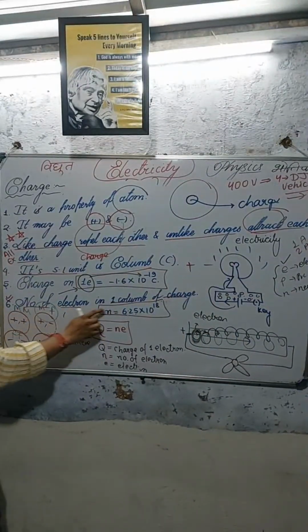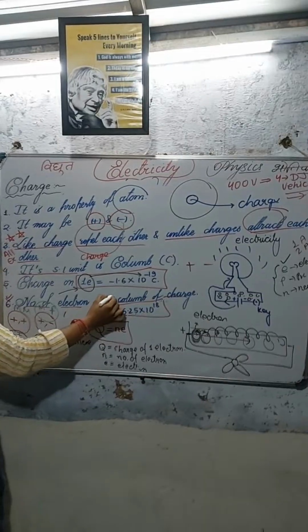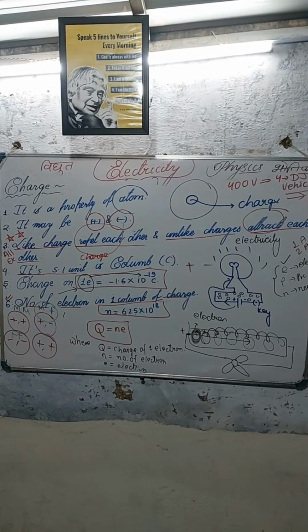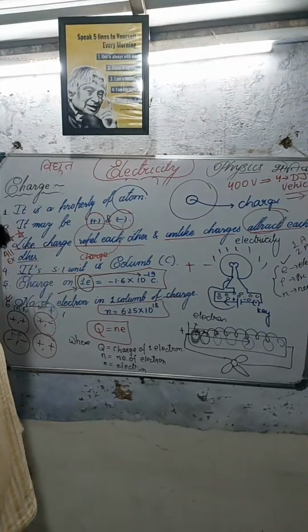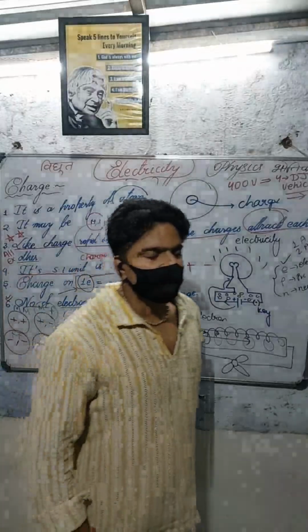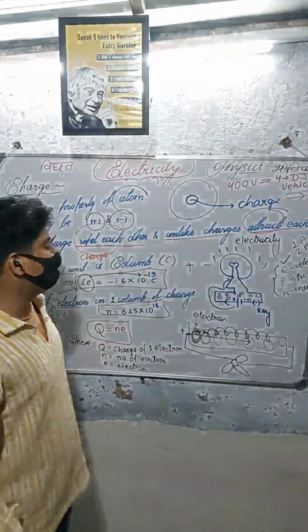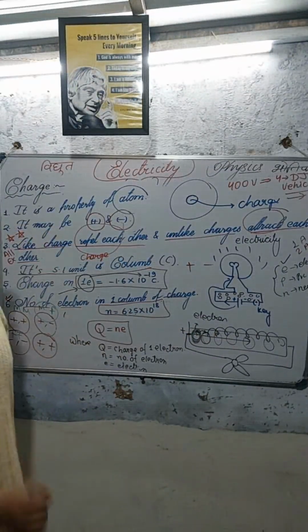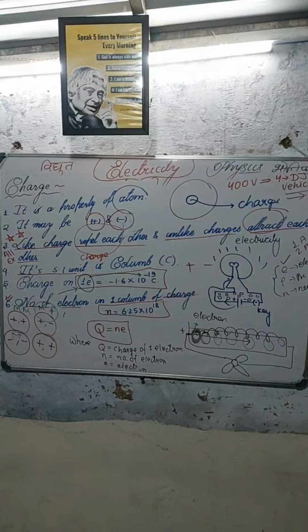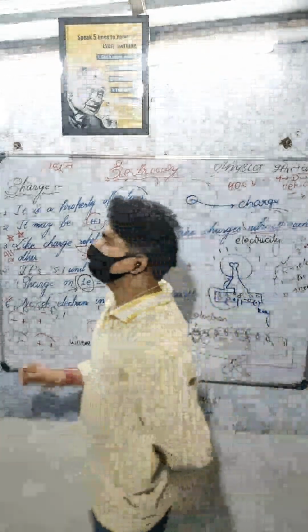So number of electrons in 1 coulomb of charge. एक coulomb charge में how many numbers of electron? बोलो loudly with me. 1 electron. Close your eyes. 1 electron. You imagine, just imagine the number of whatever I said. 1 electron equals minus 1.6 into 10 raised to the power minus 19 coulomb.